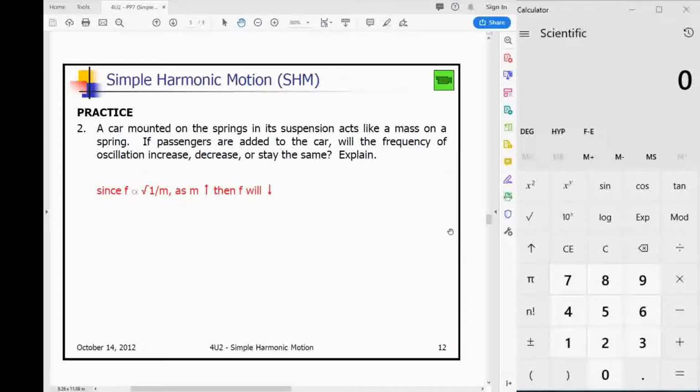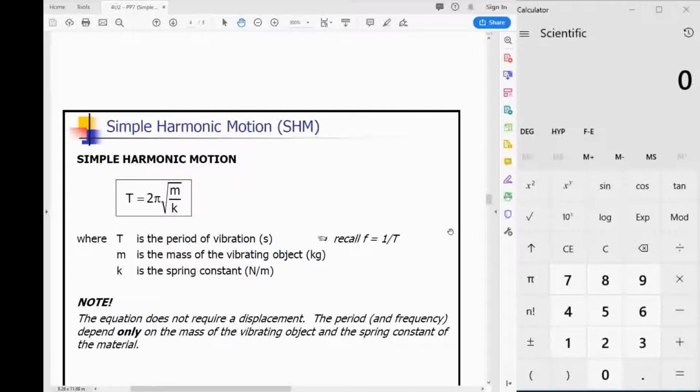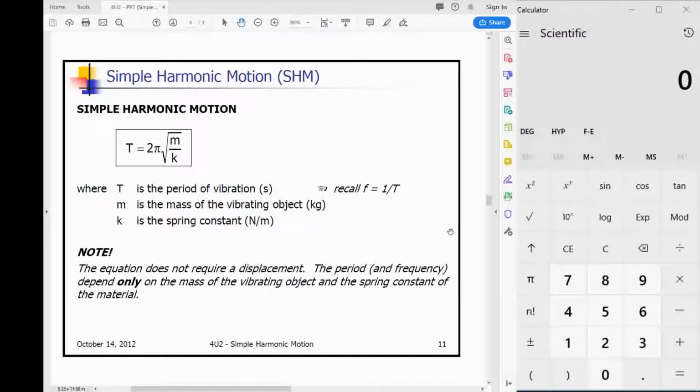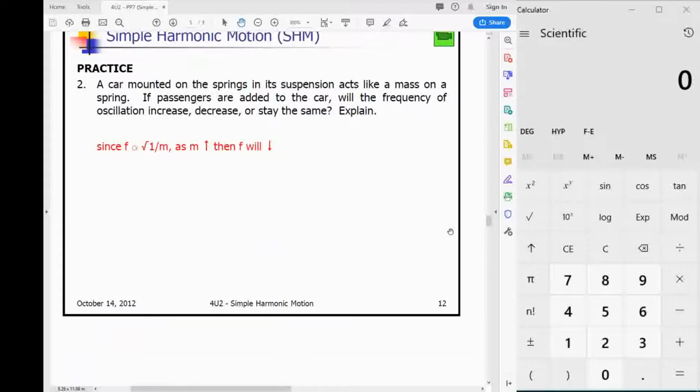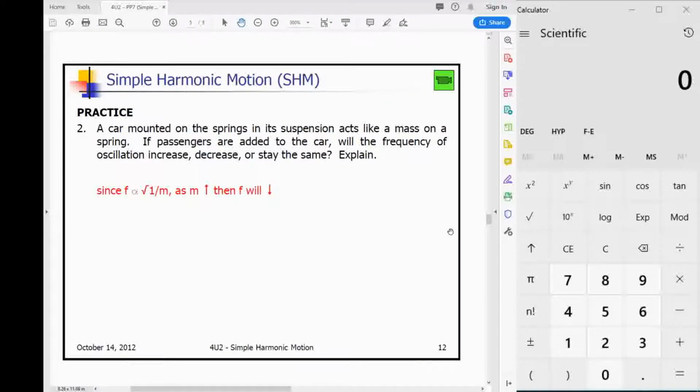So here's a question. It says, a car mounted on the springs in its suspension acts like a mass on a spring. If the passengers are added to the car, will the frequency of oscillation increase, decrease, or stay the same? So looking back at that simple harmonic motion equation, T equals 2 pi square root of m over k. Frequency is the reciprocal of that. So because we're asked about frequency, we have to imagine that equation as a reciprocal.